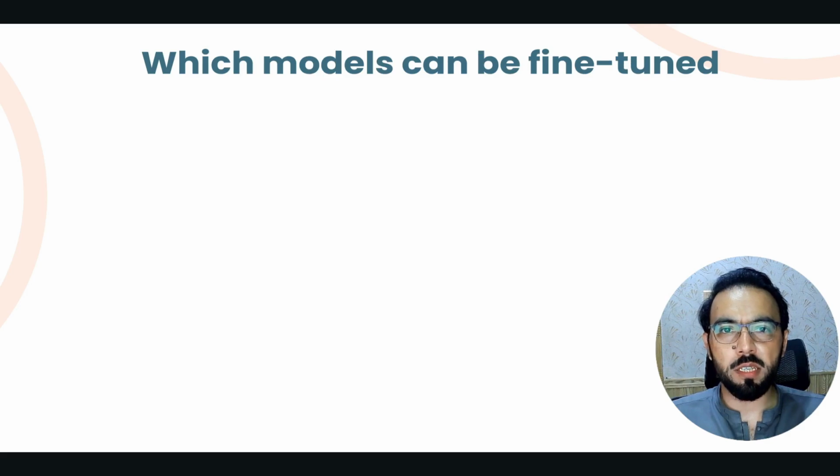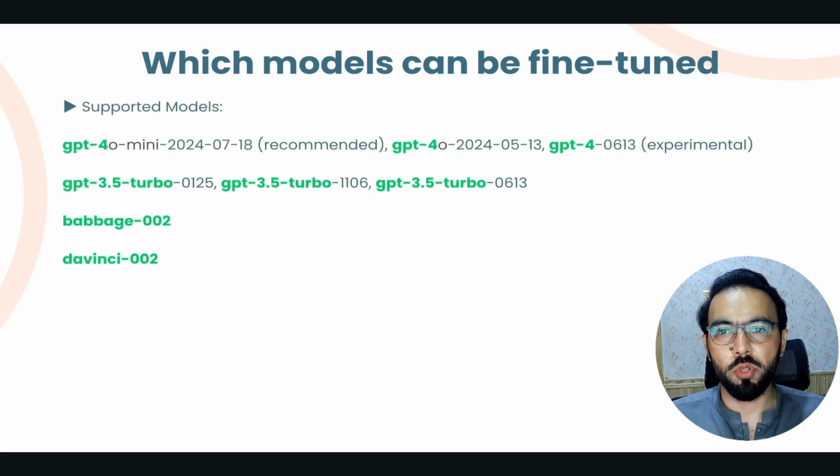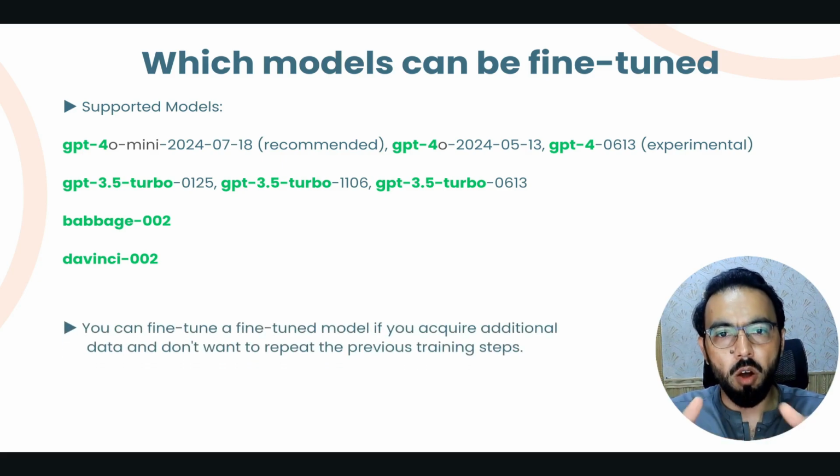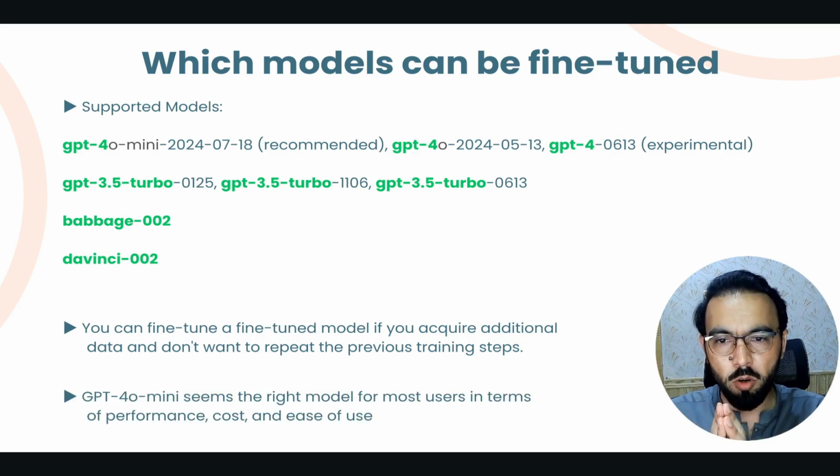And now let's quickly see which models can be fine-tuned. Supported models are GPT 4.0, GPT 3.5 Turbo with different versions, Babbage, DaVinci, and you can fine-tune an already fine-tuned model. And OpenAI recommends that GPT 4.0 mini could be the best model for most users for fine-tuning. So now let's jump into the demo and start implementing fine-tuning a GPT model.